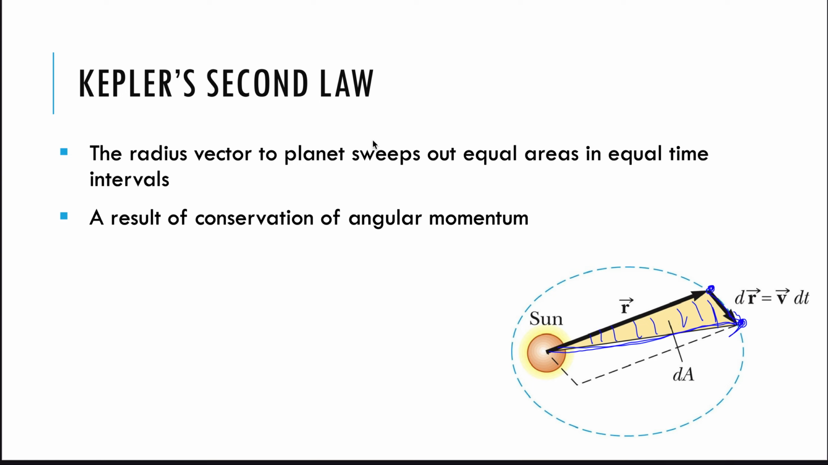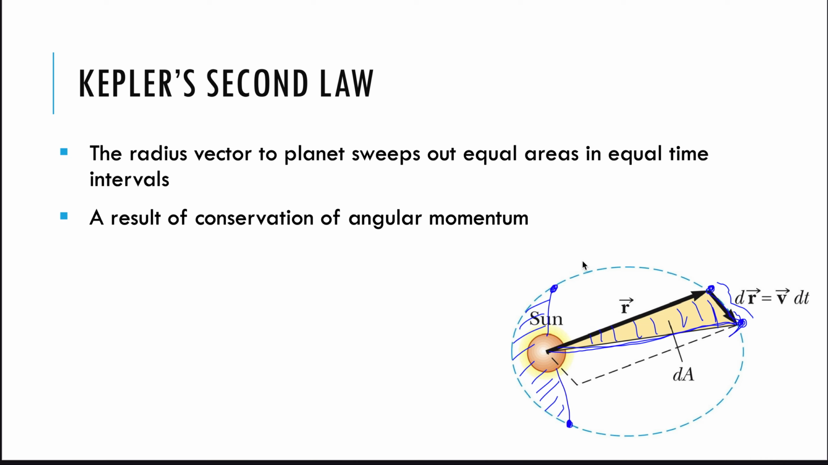So if it sweeps out equal areas in equal time, that means that when the planet is closer to the Sun, let's say it's over here, moving this way, however long it took to go from here to here, whatever that area is, it's going to sweep out that same area, and I'm just approximating that this area is the same as this one. That means it's going to go from here to here in the same amount of time that it took to go from here to here.